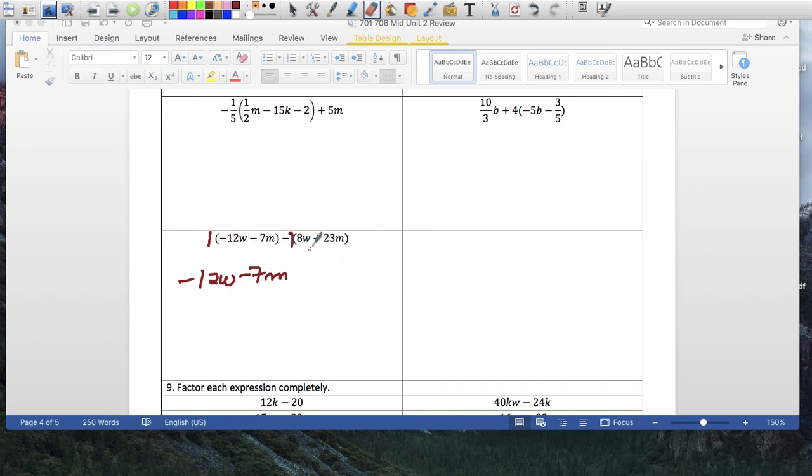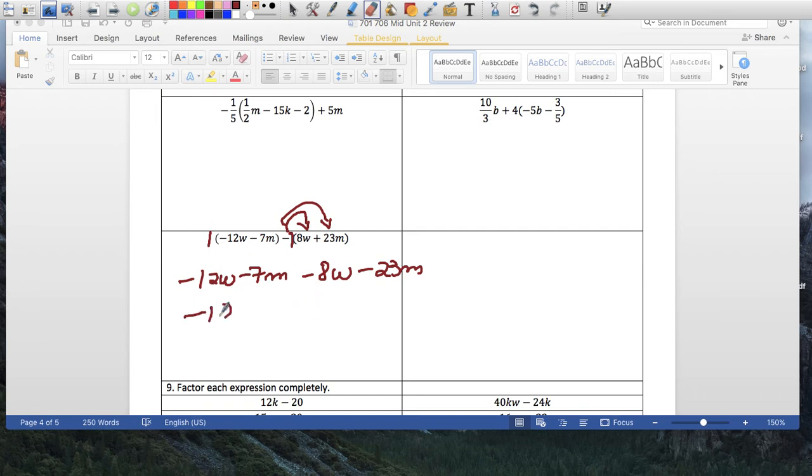Now, here inside the parentheses, you have positive 8w plus 23m. Notice what happens when it's multiplied by negative 1 here. So negative times a positive is negative. So that's going to give us negative 8w. Negative times a positive is going to be again a negative. And 1 times 23 is 23. Notice that these two terms which were positive inside are now negative outside because I multiplied by negative 1.